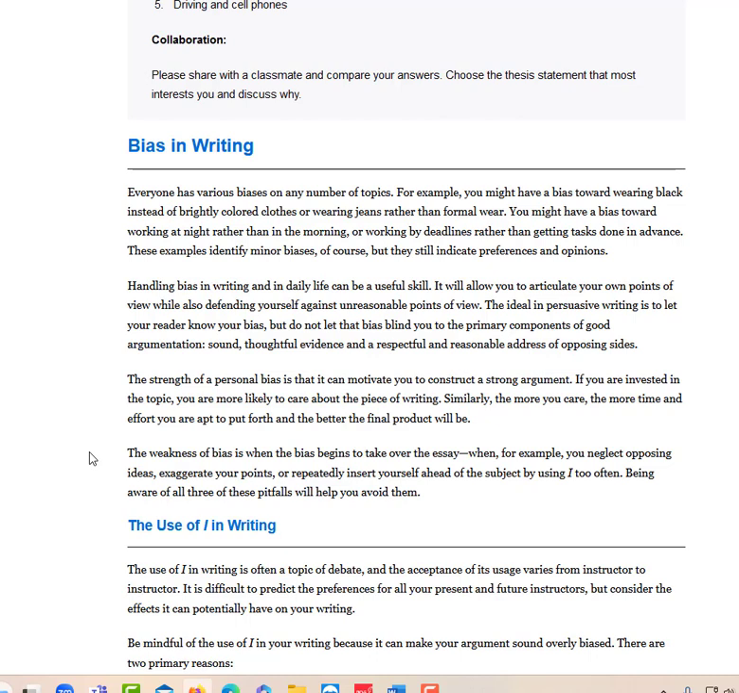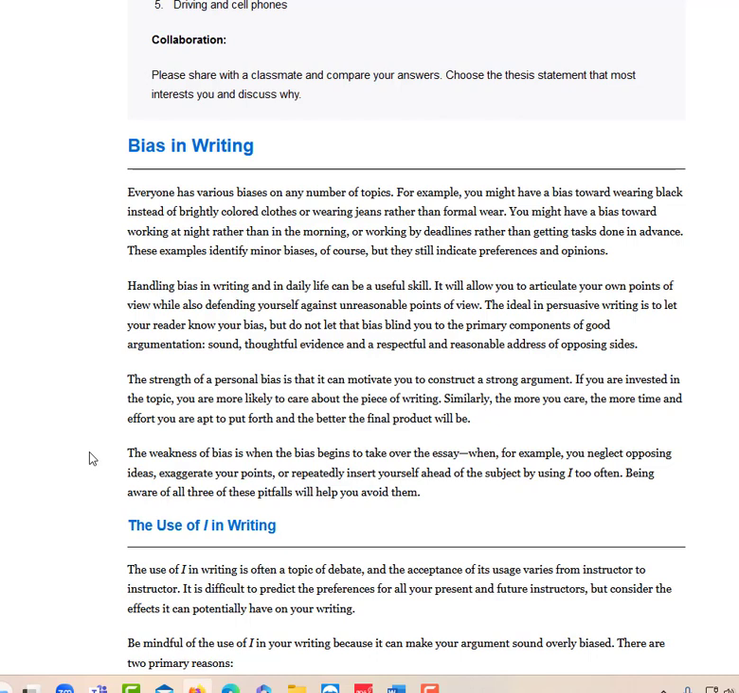Everyone has various biases on any number of topics. For example, you might have a bias toward wearing black instead of brightly colored clothes, or wearing jeans rather than formal wear. You might have a bias toward working at night rather than in the morning, or working by deadlines rather than getting tasks done in advance. These examples identify minor biases, of course, but they still indicate preferences and opinions.